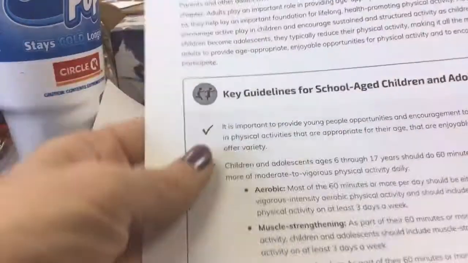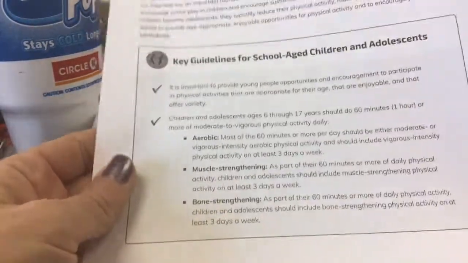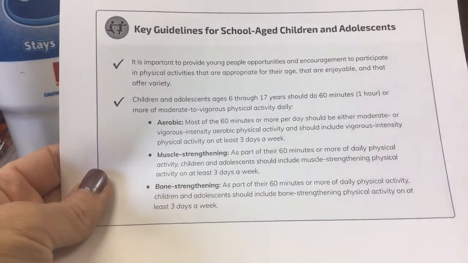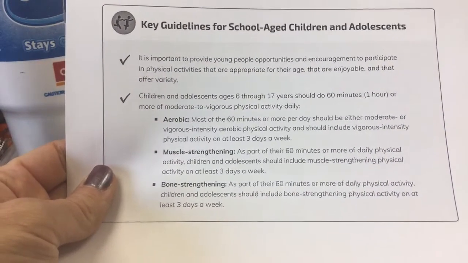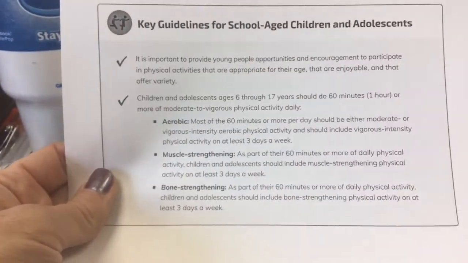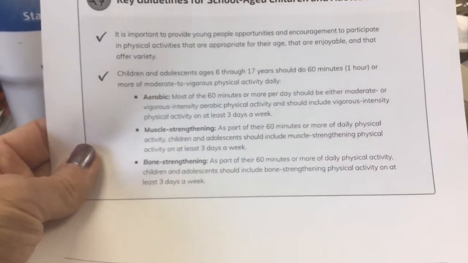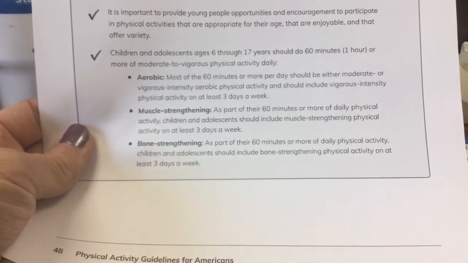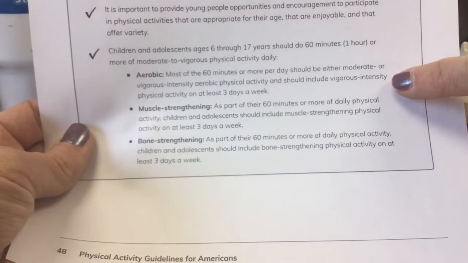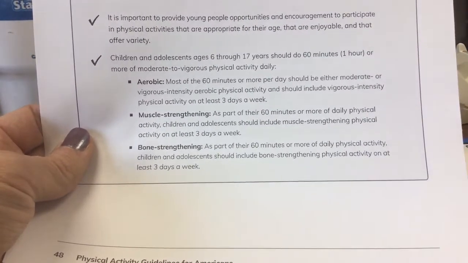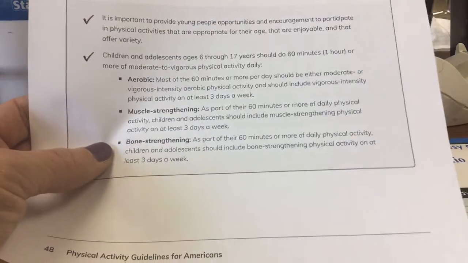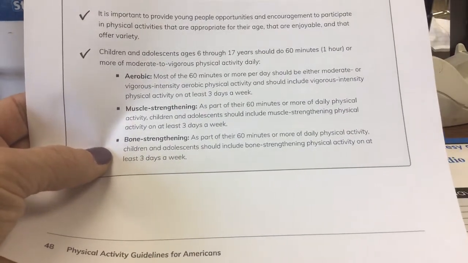Okay. The key guidelines for school-age children and adolescents, so this is 6 through 17-year-olds, 60 minutes or 1 hour of moderate to vigorous physical activity daily. Most of the 60 minutes or more per day should be either moderate or vigorous intensity, and you should have vigorous intensity exercise at least 3 days a week. Okay? Muscle strengthening, at least 3 days a week. Bone strengthening, at least 3 days a week.